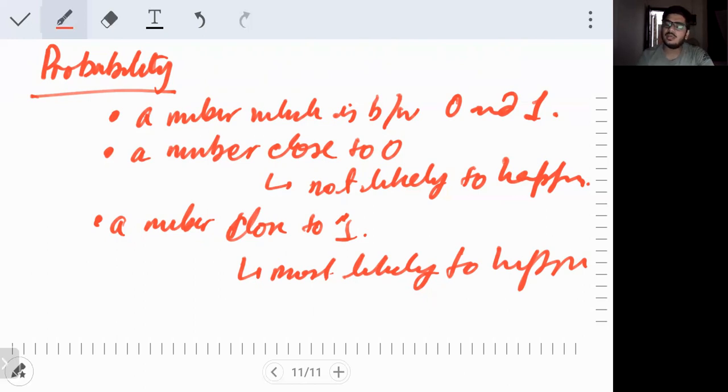So this could be the informal definition. I will say that it's a number between 0 and 1. When it approaches 0, it is not likely to happen. When it approaches 1, it is likely to.